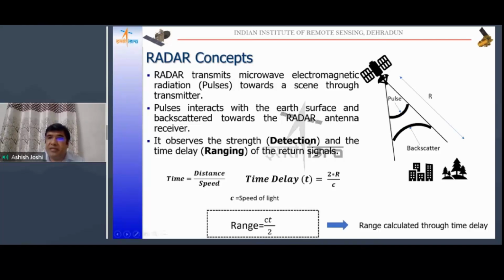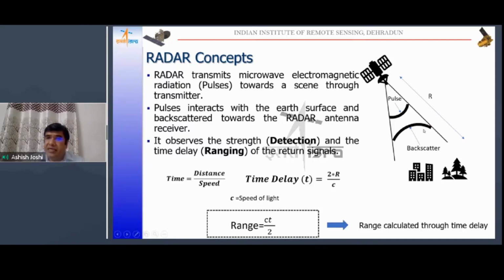So these are the pulses. Through the transmitter, it is transmitting the electromagnetic pulses, and these pulses interact with the Earth's surface, and those backscattered pulses are collected by the SAR, and this distance is called the R or the slant range. It observes the strength, which is called the detection, or the backscattered energy, and the time delay of the return signal. So it will have the strength, meaning the detection part, and the range. It measures the range also and the energy also.